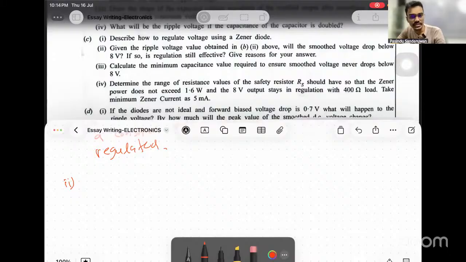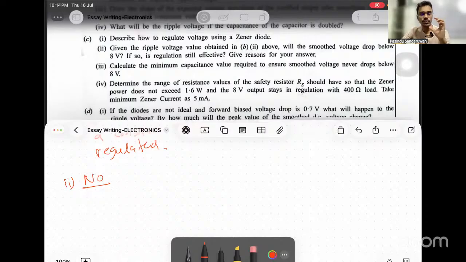That was 13. So it won't go below 8. That is 13. No. That is no. Will the regulation be effective? Now about the Zener diode, this is what you should know.